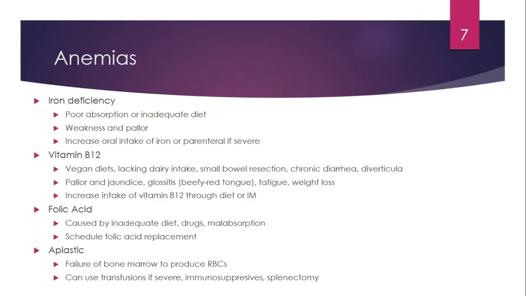So this can be evident by the jaundiced appearance. And then the textbook thing is glossitis, which is a beefy red tongue. They tend to be fatigued and they have some weight loss. And so basically what we do with that is we replace it just like we do with the iron. We can either do it through oral, but if they've got a small bowel resection, we might have to do it IM.